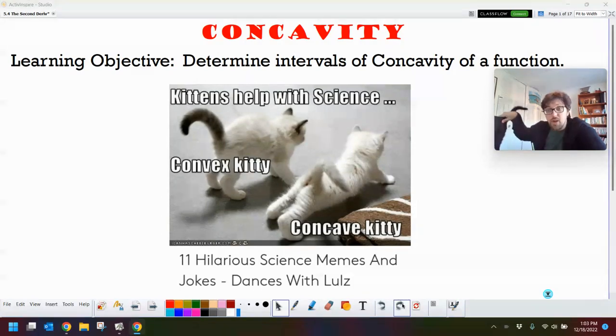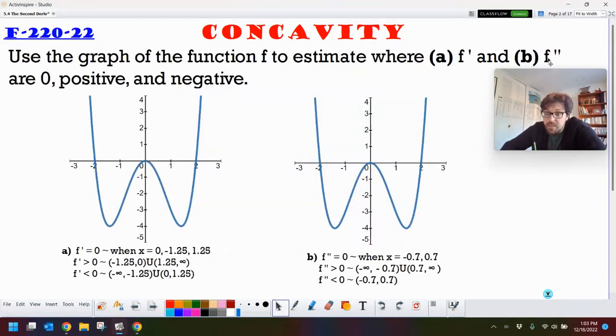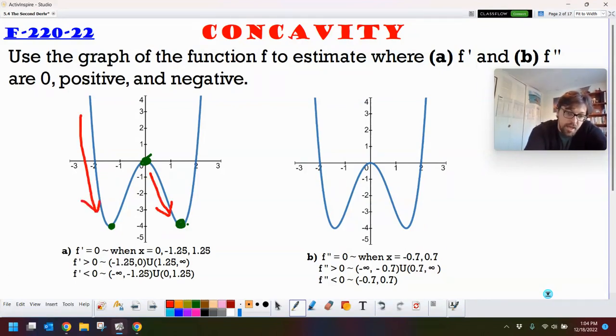Hello, in this video we're going to be talking about concavity. What concavity has to do with is derivative stuff, particularly the second derivative. If we looked at this, we know stuff about the first derivative. We know that the first derivative is going to have values of 0 at these maximum and minimum values. Then we're going to get negative first derivatives whenever this thing is decreasing, and positive first derivatives whenever this thing is increasing.